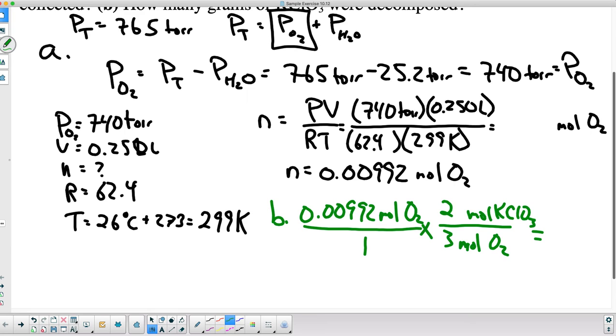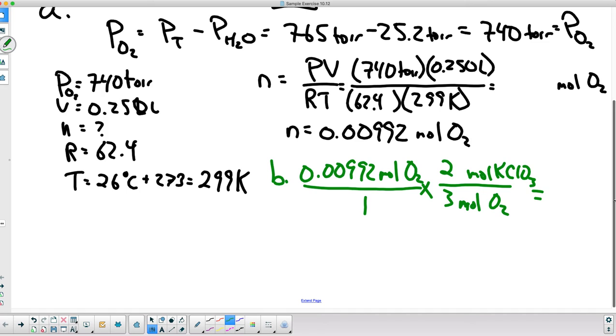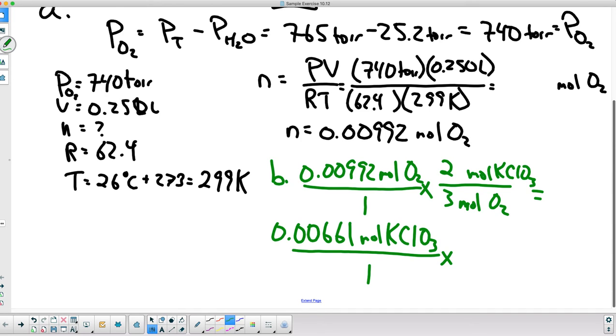I'm going to have to scroll down, get myself a little bit more room. So this is the number of moles I got of KClO3. That's not what it's asking for, though. It's asking for the number of grams. So the question is, what is the number of grams per 1 mole? So the number of grams per 1 mole would be 39.1 for potassium plus 35.5 plus 48.